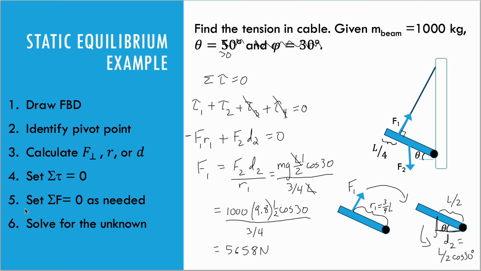Note that in this case, we did not need to set the sum of the forces equal to 0 equation because we were able to solve for our unknown with just the sum of torques equal to 0 equation. So only use number 5 here as needed. That's all for this review video.